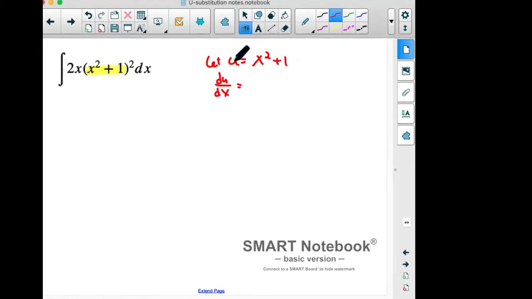2x, very good. So that gives us 2x. Now here's a new thing: we're going to write this du/dx slightly differently. So I have du divided by dx. Well, I can multiply each side by dx, and I could rewrite this as du is equal to 2x dx. It's the same thing.